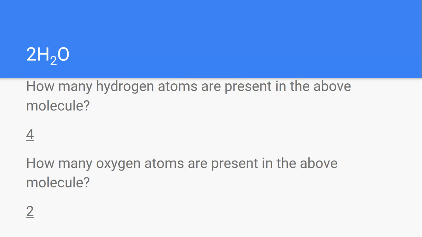So how many hydrogen atoms are present in the above molecule? So we know that when you multiply the 2 times 2, we get 4. And you know that when we multiply 2 times the 1 that we know exists there, because we only have 1 oxygen, we get 2.